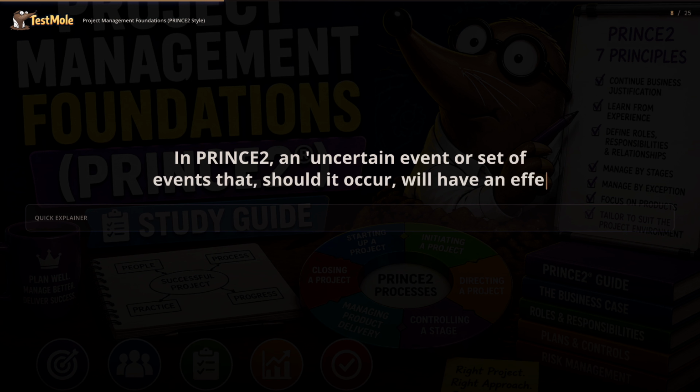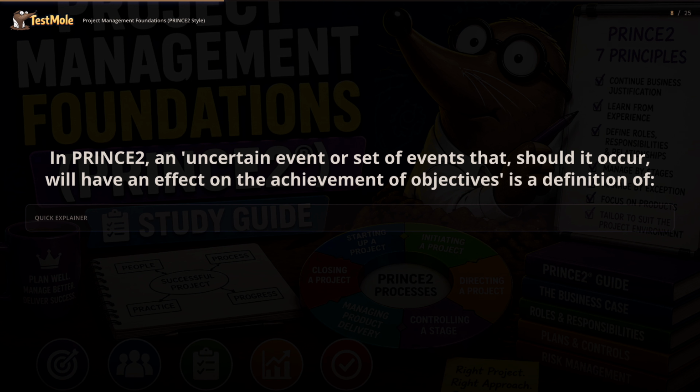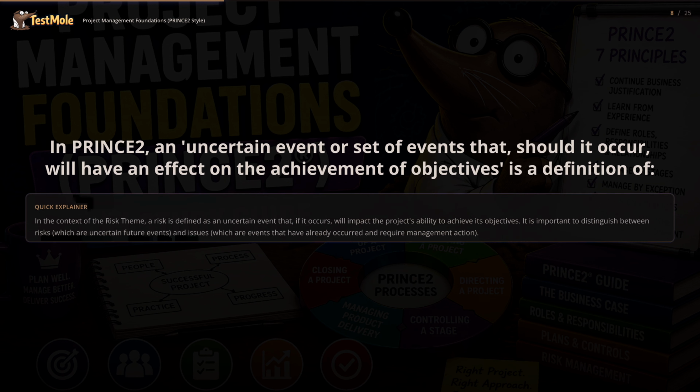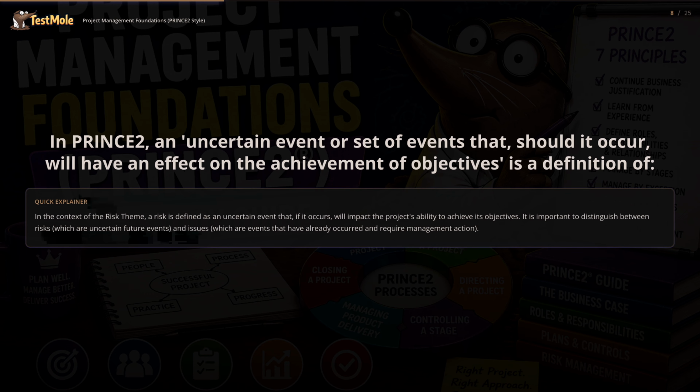In PRINCE2, an uncertain event or set of events that, should it occur, will have an effect on the achievement of objectives is a definition of. In the context of the risk theme, a risk is defined as an uncertain event that, if it occurs, will impact the project's ability to achieve its objectives. It is important to distinguish between risks, which are uncertain future events, and issues, which are events that have already occurred and require management action.